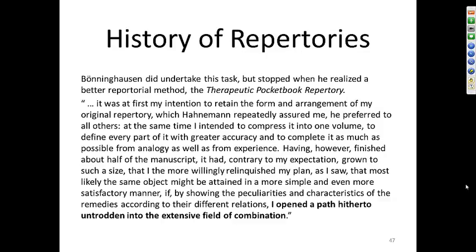And this is what we're going to talk about. This is what makes the Therapeutic Pocketbook Repertory unique, this idea of taking apart all of the symptoms, deconstructing them, and allowing them to be recombined in the actual process of using the repertory. And this is an ingenious plan that Bönninghausen developed.